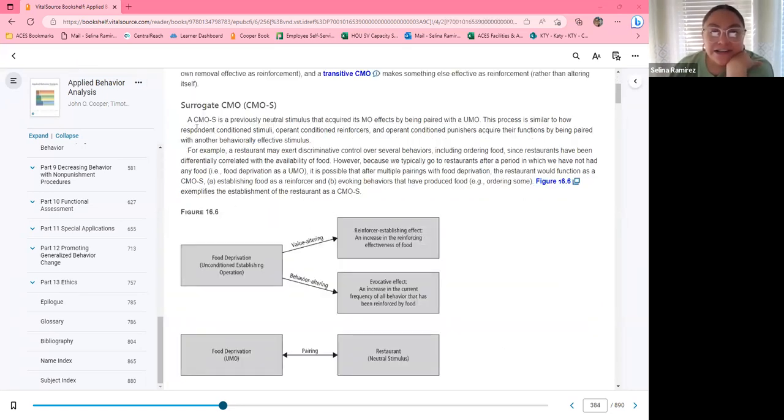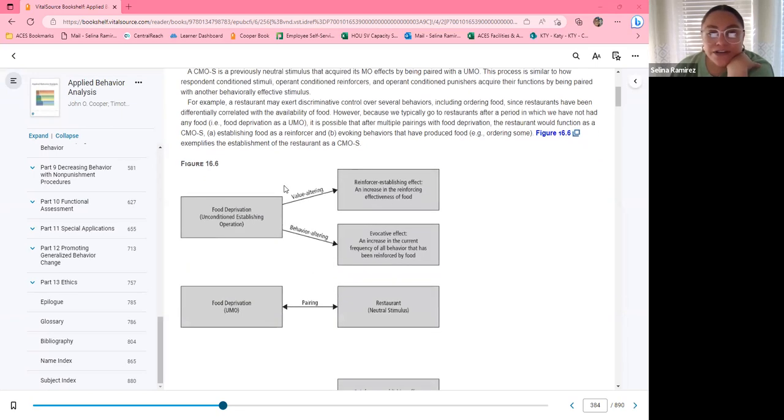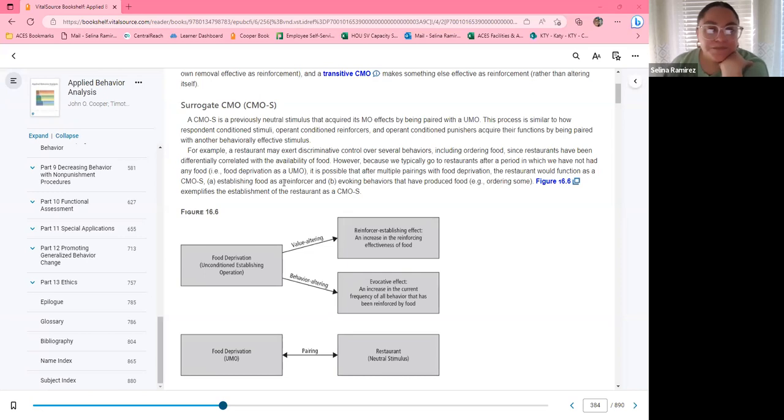So let's go into the surrogate. So it was a previously neutral stimulus that acquired its MO effects by being paired with a UMO. This process is similar to how respondent conditioned stimuli, operant conditioned reinforcers, and operant conditioned punishers acquire their functions by being paired with another behaviorally effective stimulus. So let's look at this example, and then we'll try to think of our own examples.